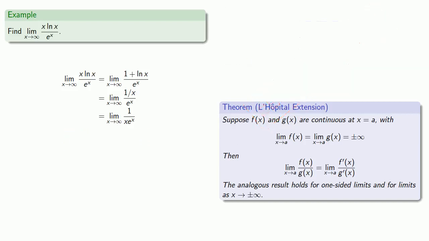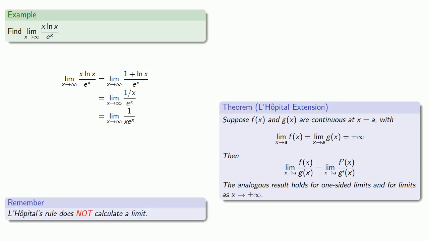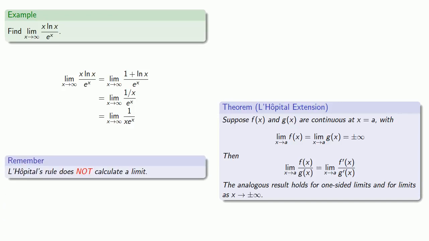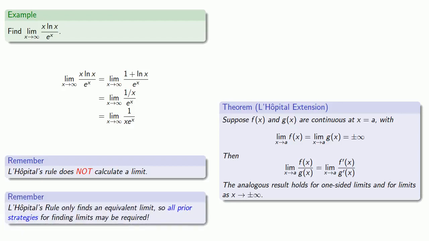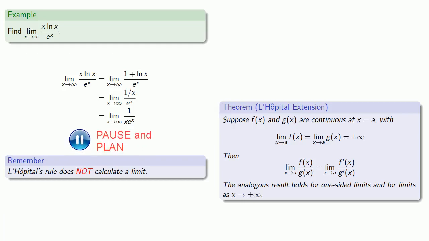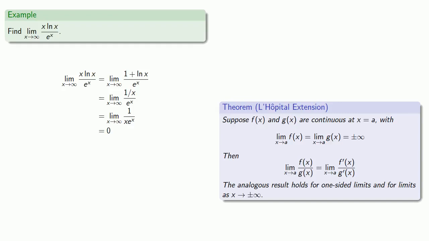Again, it's very important to remember that L'Hopital's rule does not find a limit. And so all techniques we have for finding limits before are still applicable. So we need to find the limit as x goes to infinity of 1 over x e to the x. And that limit is going to be 0.